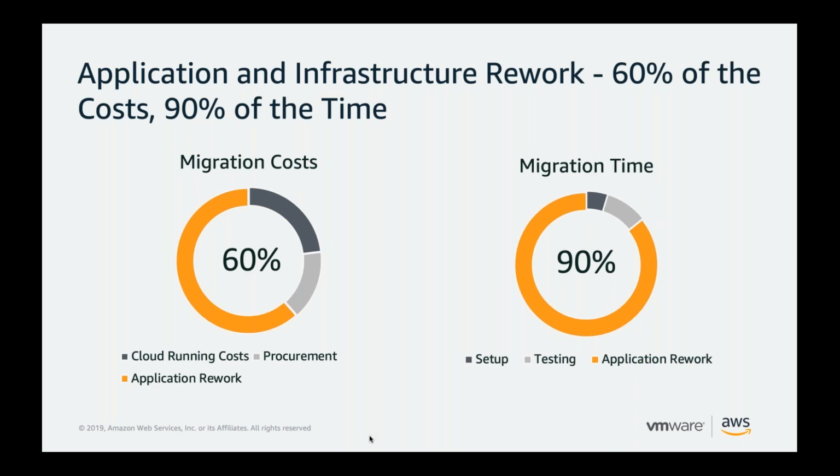As far as application and infrastructure rework, a key thing to keep in mind is 60% of the costs and 90% of the time. What that means is with migration costs, 60% of it is spent on application rework. And then 90% of the migration time is spent towards application rework as well. So we're looking to minimize the costs and then minimize the time to migration as well while moving to VMware Cloud on AWS for your workloads.